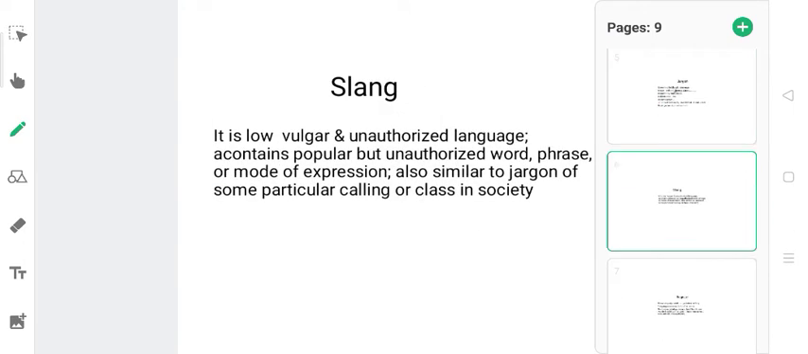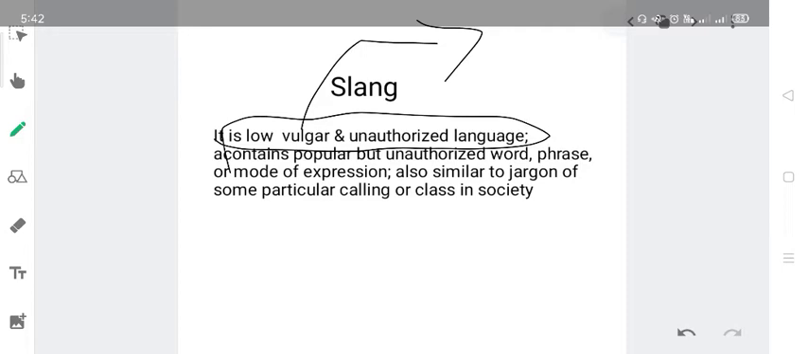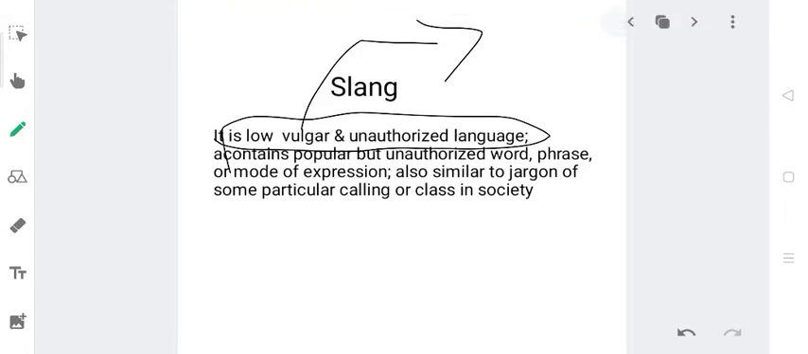Next term is slang. It is low, vulgar or unauthorized language. Vulgar here doesn't stand for obscenity or anything related to obscenity, but for a vocabulary that you cannot use before people who are either elder to you in strata or people whom you fear. Say, for example, the way we communicate in a grapevine manner with our friends, with our classmates, we can't speak in the same manner with our parents or in front of our elders.